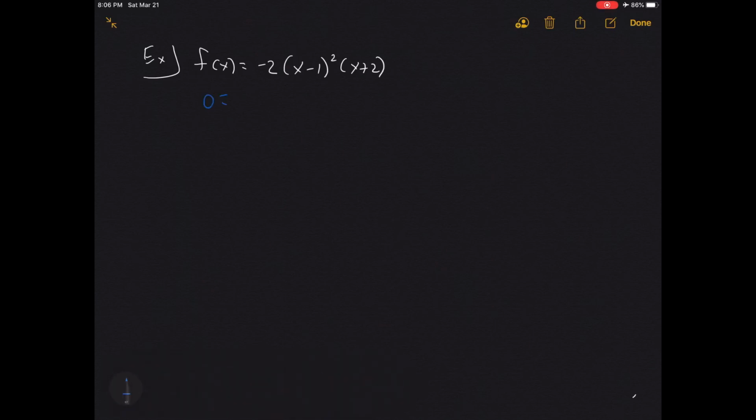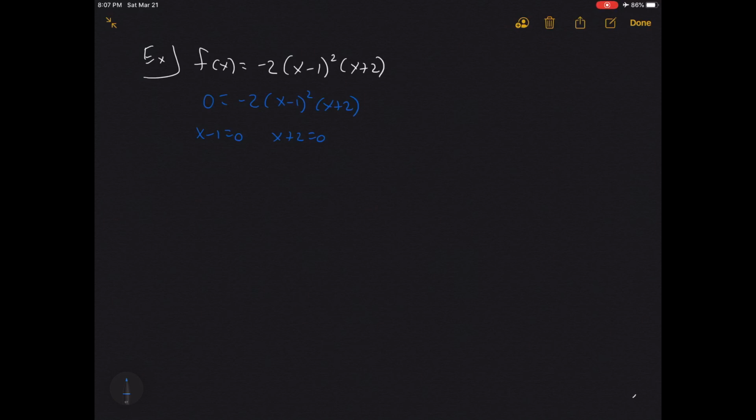So we'll set the whole thing equal to 0. I don't have to do anything with the -2 yet. That will help us to determine the direction. But it doesn't have any x's attached to it, so it doesn't have to do with the zeros. I do need to take the x minus 1 and set that equal to 0, and I need to take the x plus 2 and set that equal to 0, and I'll need to determine the multiplicities as well.